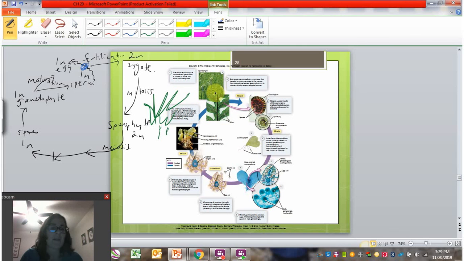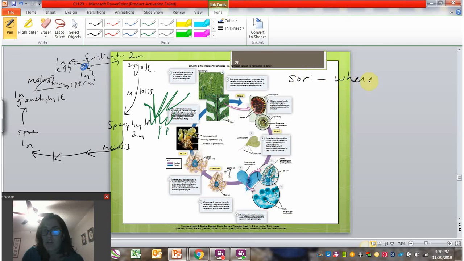Then that plant will go about its business, carrying out photosynthesis, living its life. And then sometimes, and it depends on the type of fern how often it does this, some of them do it all the time, some of them only do it occasionally. Some of the leaves do it, some of them don't. But what you'll get is these structures on the leaves called sori.